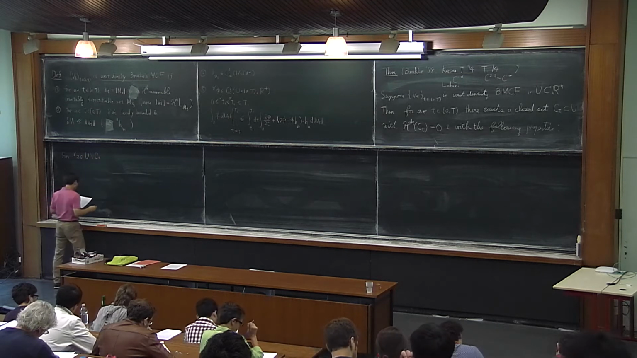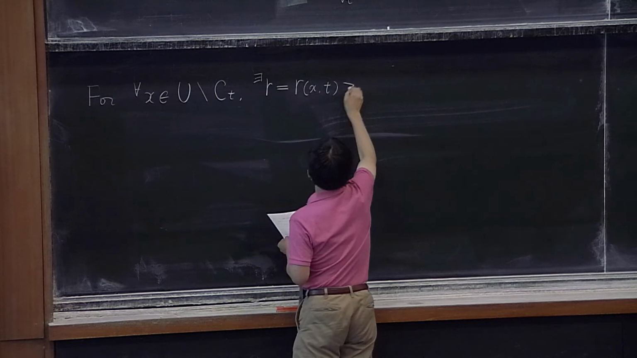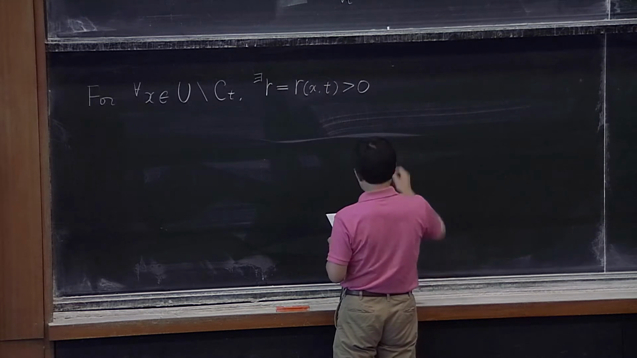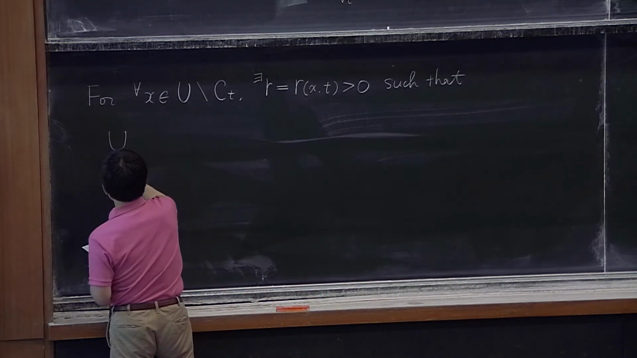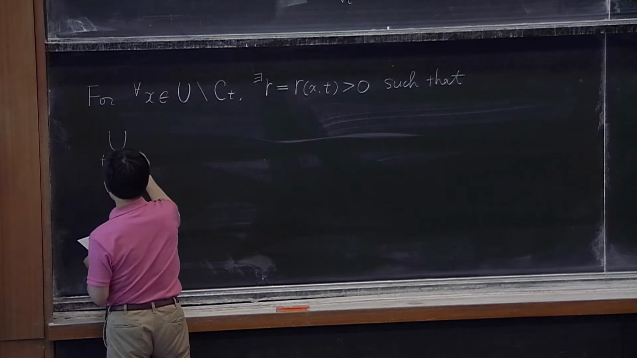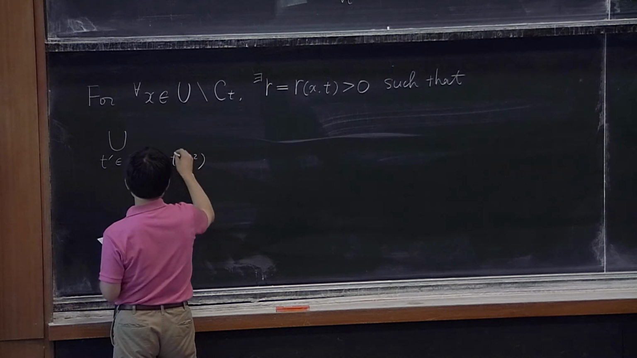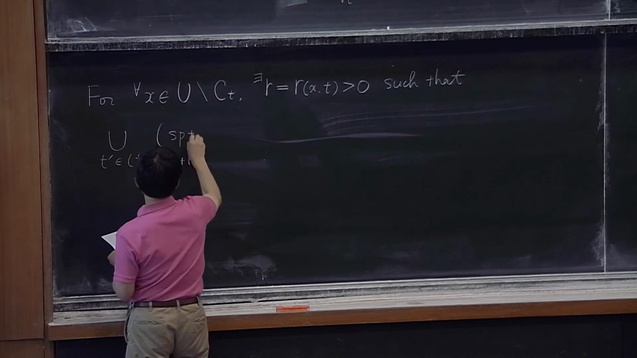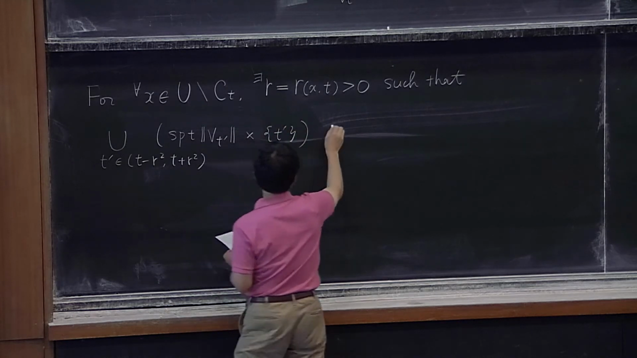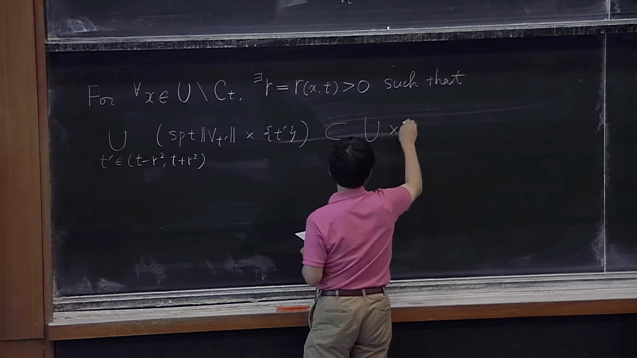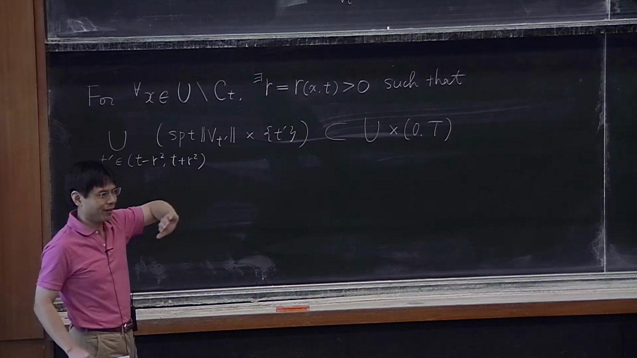So for any point outside of this singular set, there exists R which depends on x and t such that this set, say t, from t minus r square to t plus r square, of the support of Vt' cross t', which is a set in U cross 0 to T. Okay, so that's more like a history of this motion in space-time.